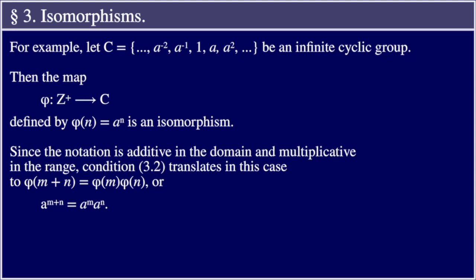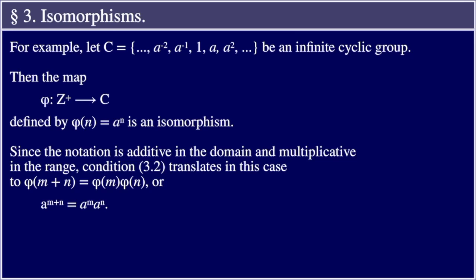For example, let C equal the set ..., a to the negative 2 power, a to the negative 1, 1, a squared, ... be an infinite cyclic group. Then the map phi mapping Z plus to C, defined by phi of n equals a to the n power, is an isomorphism. Since the notation is additive in the domain and multiplicative in the range, condition 3.2 translates in this case to phi of m plus n equals phi of m times phi of n.